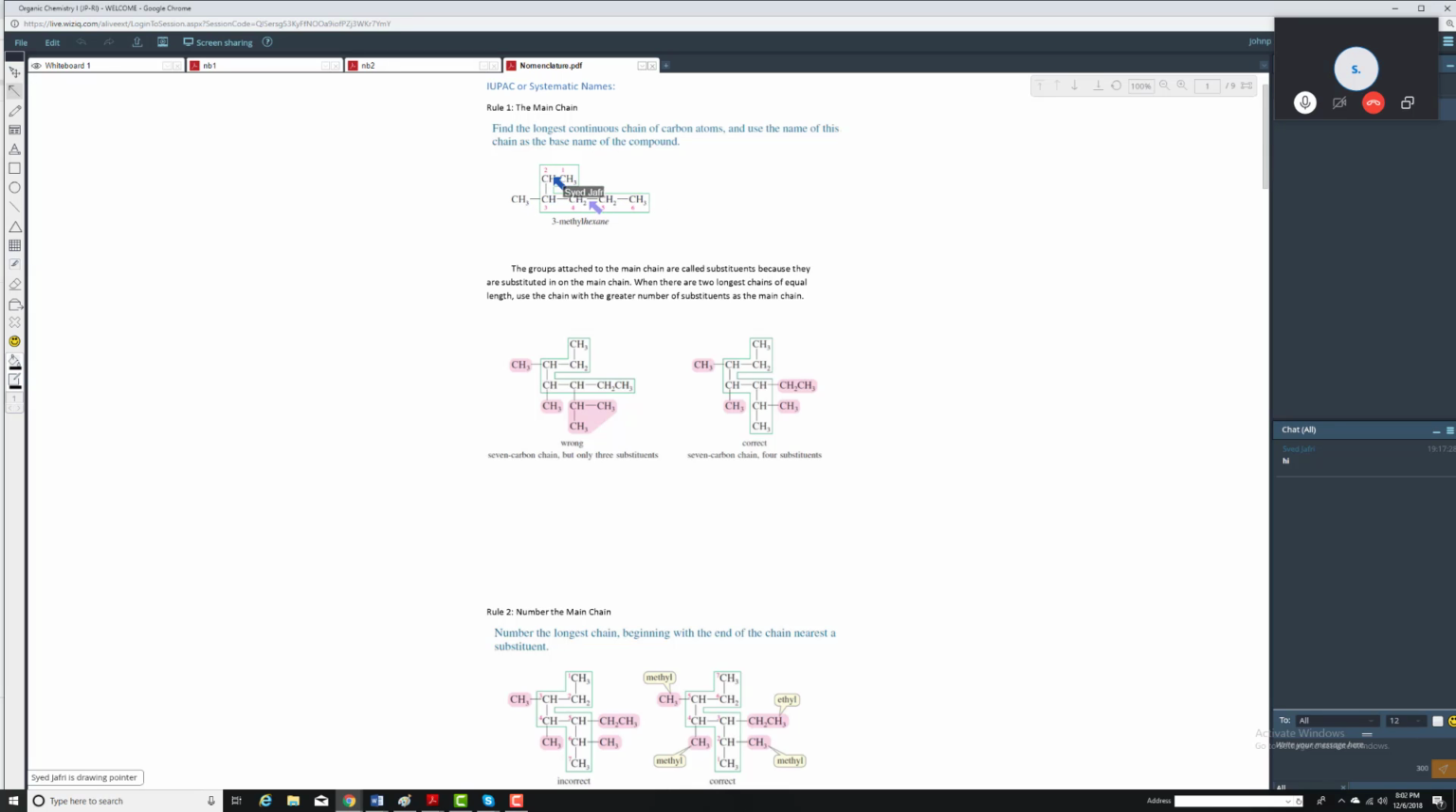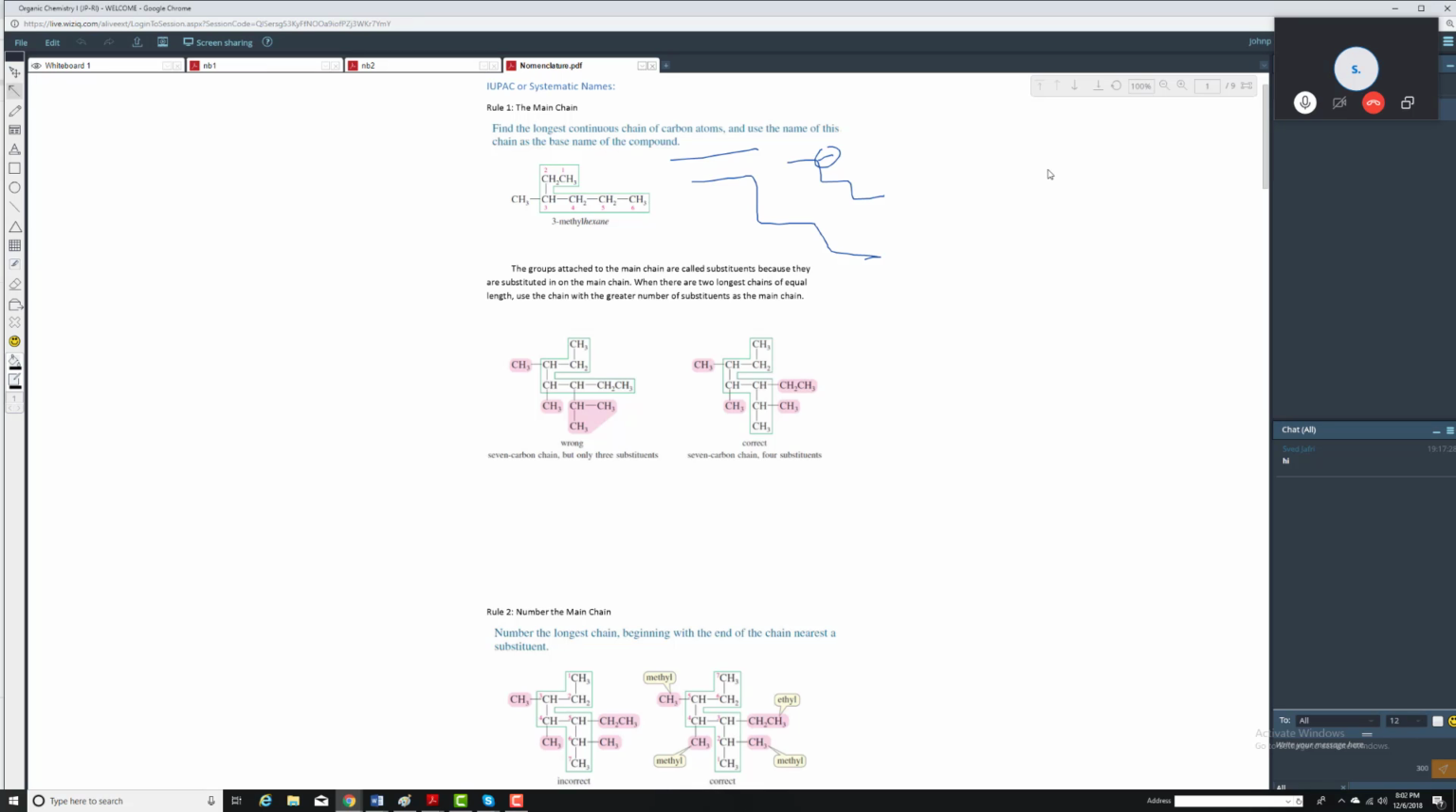Chain means continuous; it doesn't matter whether it is a straight line. For example, this is a straight line, but I can also go like this because it is continuous. And here it is something else. So this is my substituent, a group attached to the main chain. It is just like traveling on the highway or turnpike: there is an exit. Here we are calling it a substituent or group.